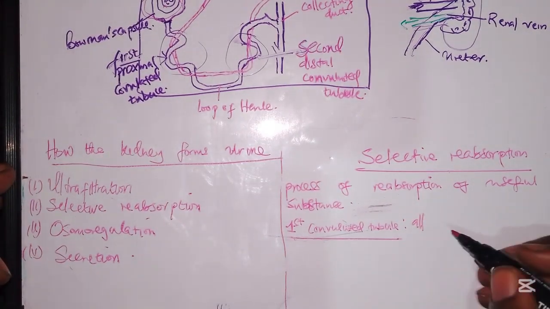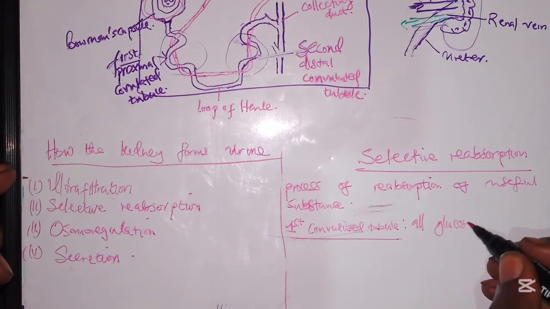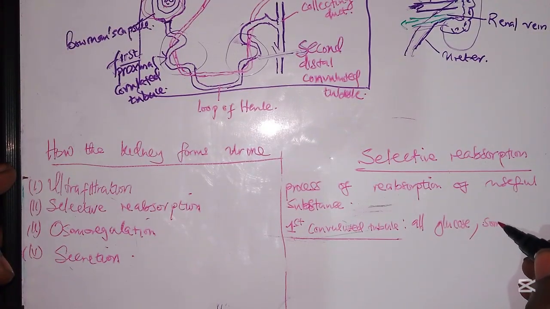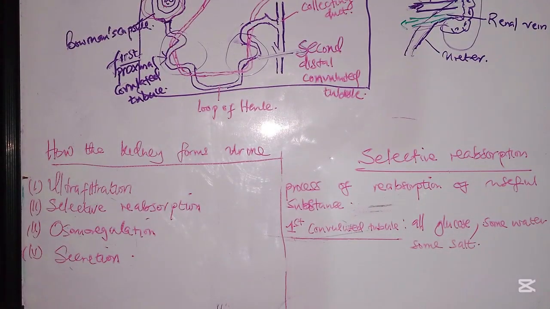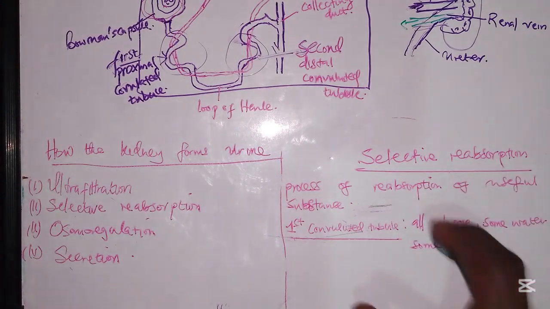So you say all glucose and what? Some water and some salt. Yeah. So remember the function of the kidney. We said that it excretes what? Urine. And urine contains what? Excess water, salt, urea. So here, because we are excreting water, we do not want to absorb the entire water, because we have to leave some. So here what is absorbed is just glucose.